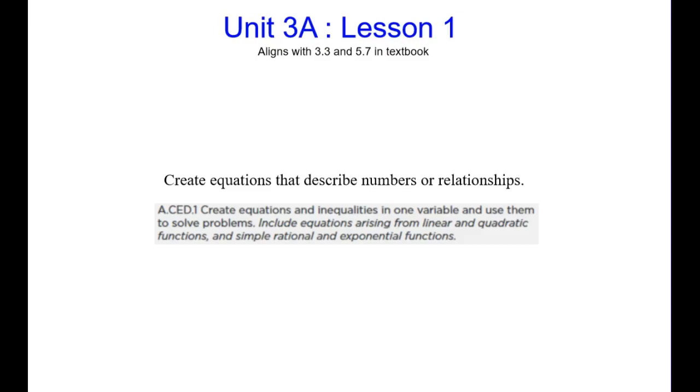Unit 3A, Lesson 1. This lesson aligns with 3.3 and 5.7 in your textbooks. In this lesson, we're going to be working with equations and inequalities, focusing on solving linear and quadratic inequalities.